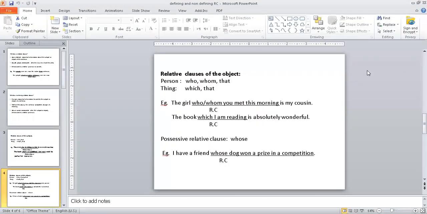درسنا بالفيديوهات اللي قبل برضو relative clauses of the object. Also for a person we use who, whom and that. لكن هم حيعرفوا هون هلا object. For things we use which or that. Let's look at these two examples. The girl who or whom you met this morning is my cousin.